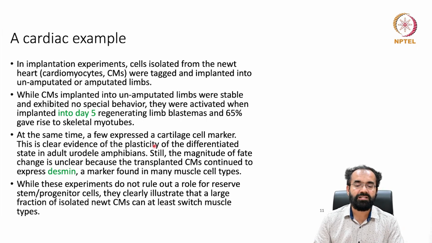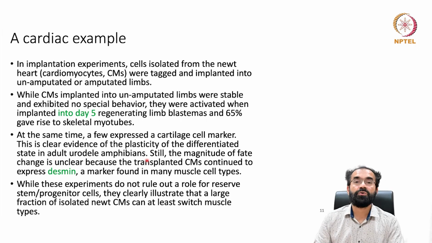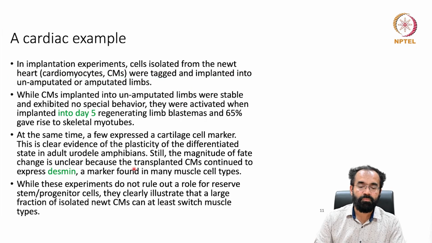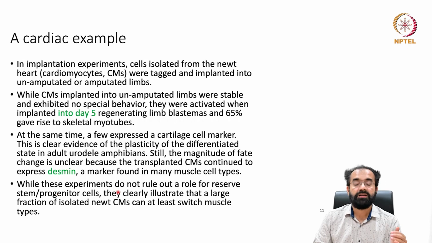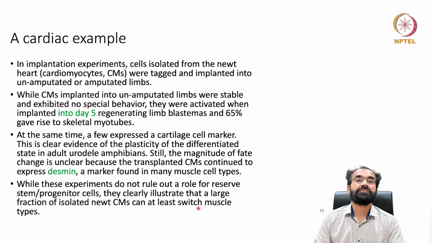At the same time, some also expressed a cartilage cell marker. This is clear evidence of the plasticity of the differentiated status in the adult urodele amphibians. Still, the magnitude of fate change is unclear because the transplanted cardiomyocytes continue to express desmin, which is a marker found in many muscle cell types. So while these experiments do not rule out a role for reserve stem or progenitor cells, they clearly illustrate that a large fraction of isolated newt cardiomyocytes can at least switch muscle cell types.